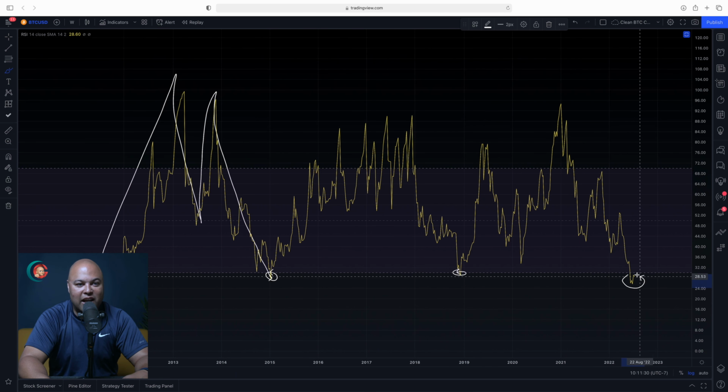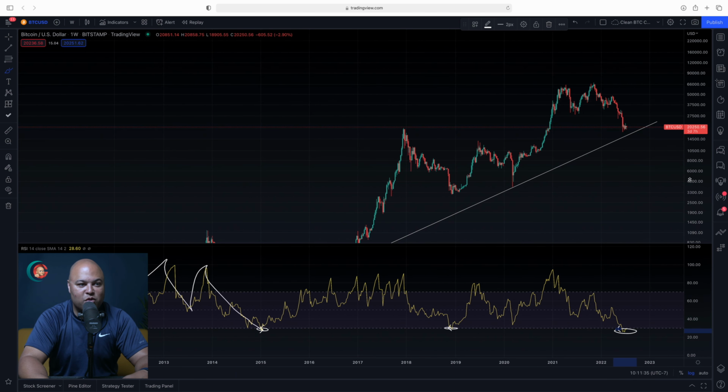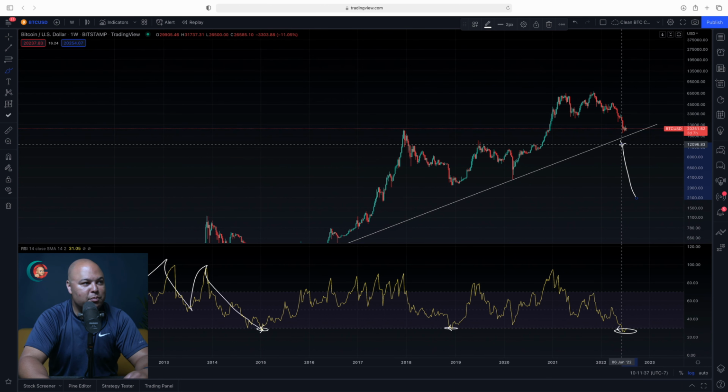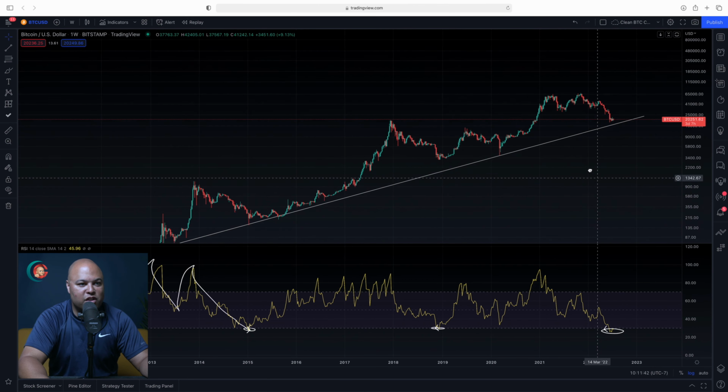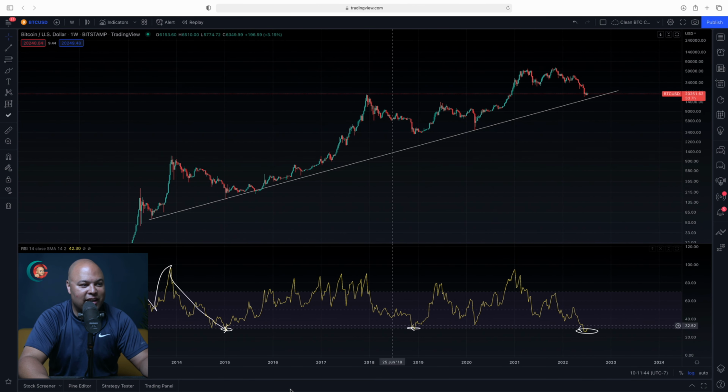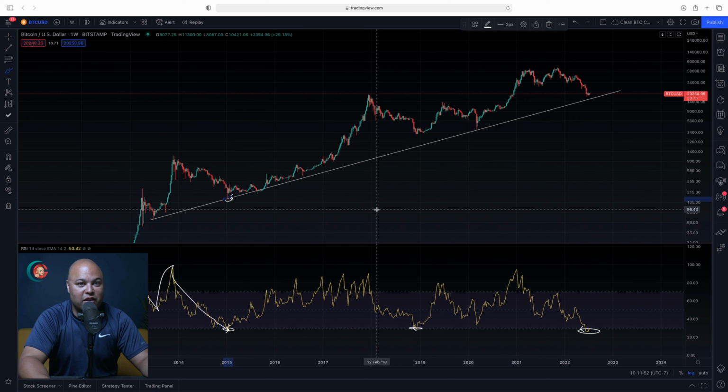This is the third time that we've broken beneath this line. What happens if you just buy when Bitcoin touches that line? What if you just went back and bought Bitcoin every time the RSI touched that line? Where would you buy? You would have bought here at $173. You would have bought here at $3,421, which is even better than if you bought when it touched this trend line at $3,800.